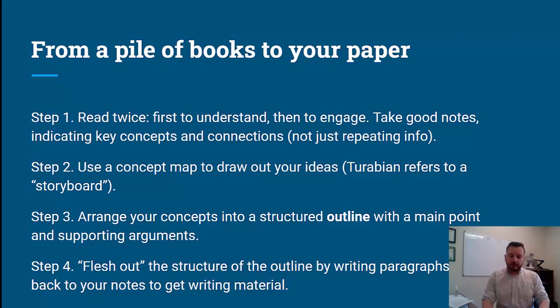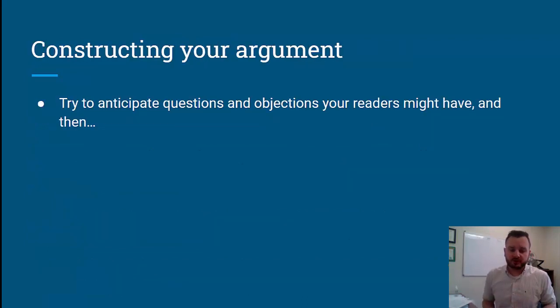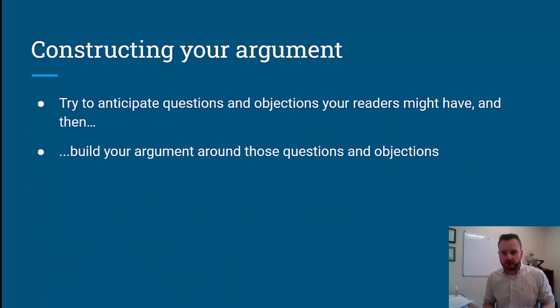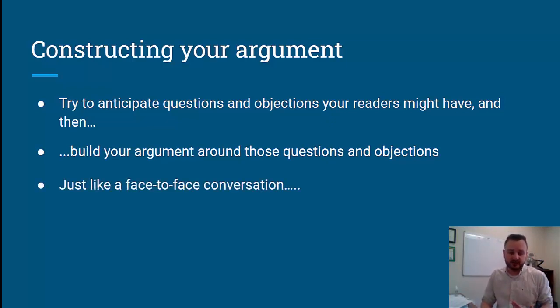Now, as you're reading and putting together your concept map, you want to be thinking about how you're going to convince your reader to see things from your point of view. So you want to try to anticipate questions and objections your reader might have to what you're saying, and then build your argument around those questions and objections. We do the same kind of thing when we have a face-to-face conversation with someone, and there are some key pieces to consider as you build this argument. Turabian refers to these key pieces as claim, reason, evidence, warrant, and then acknowledge and respond.